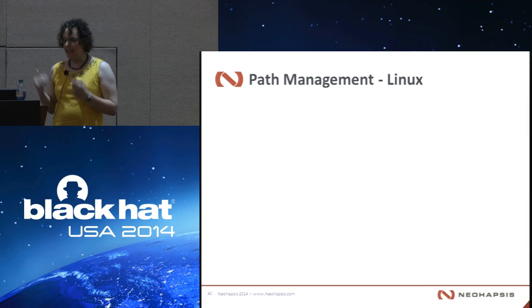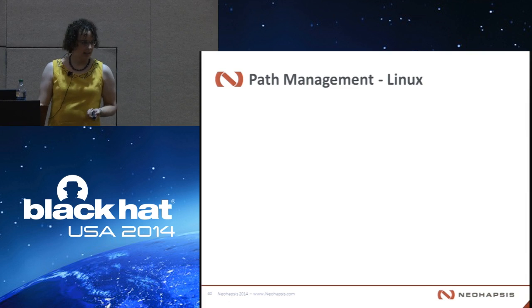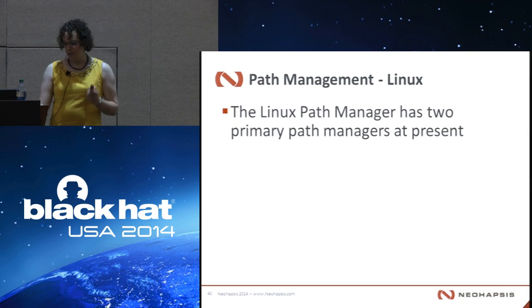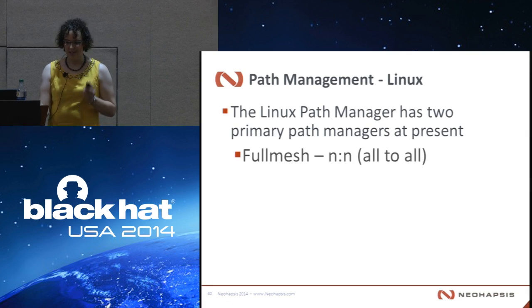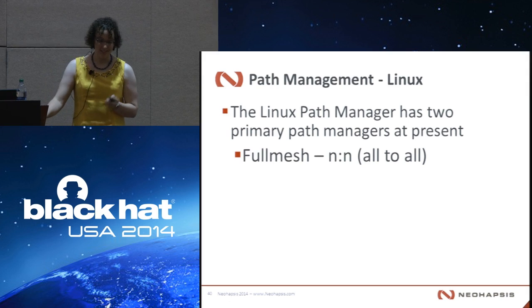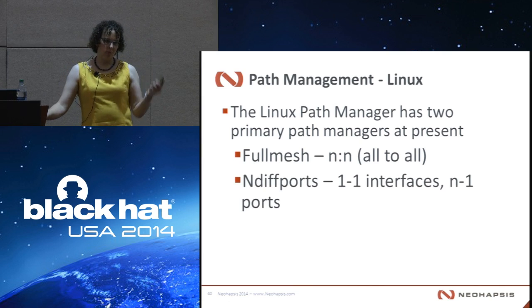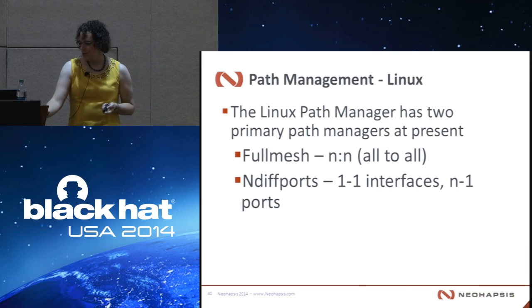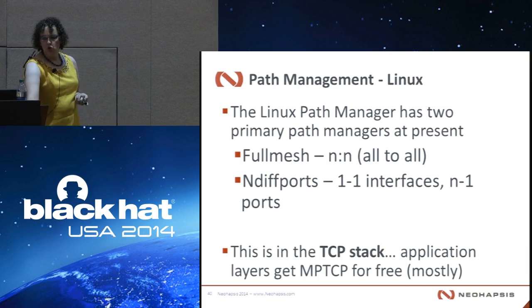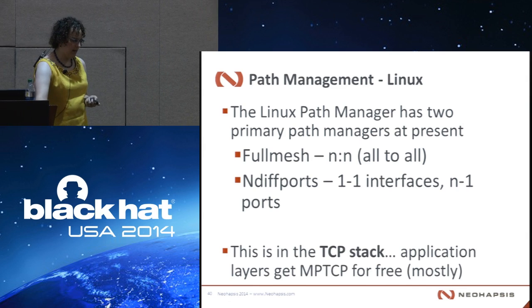So in the Linux implementation, which is the easiest to get and to use today, there are 2 primary path managers. Full mesh: every interface to every interface across every possible path, so this is a factorial arrangement. And ndiffports: one interface, multiple ports, down to the destination at the other end. It's a bit abstract, but that's in the TCP stack.